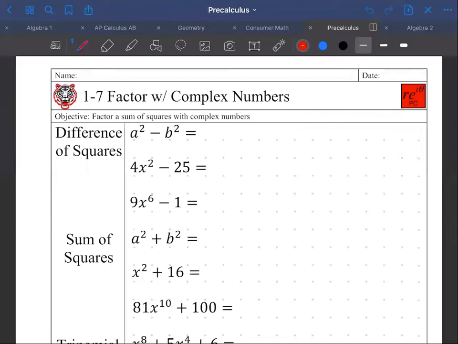We are in Precalculus lesson 1-7, factor with complex numbers. Today's date is September 9th, 9/9/2020. Our objective for the day: who wants to be off of the list of people to be called on?